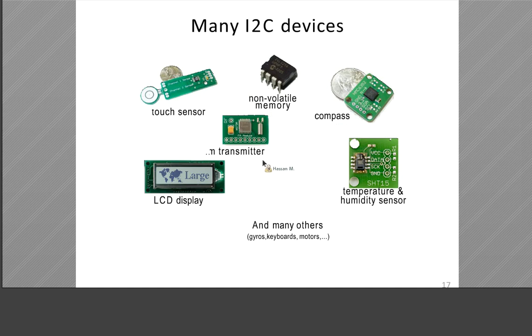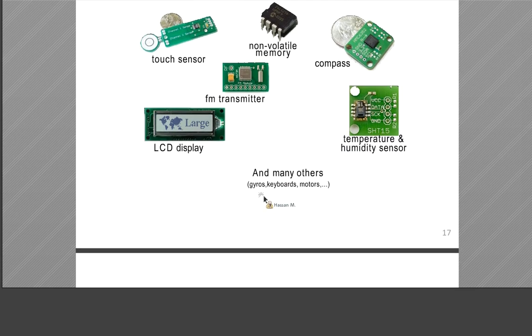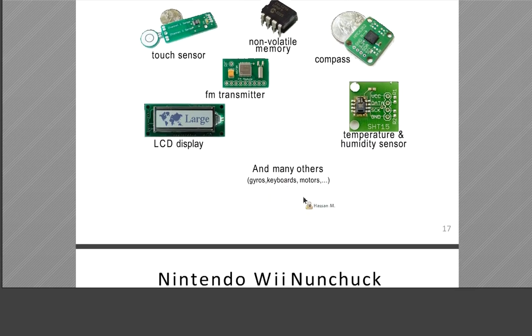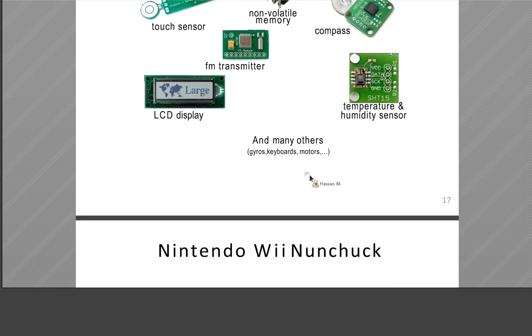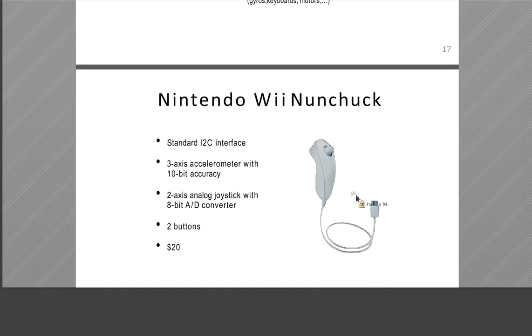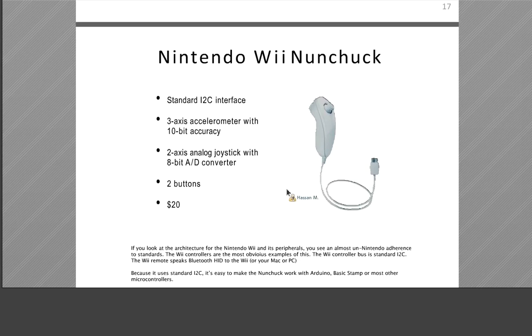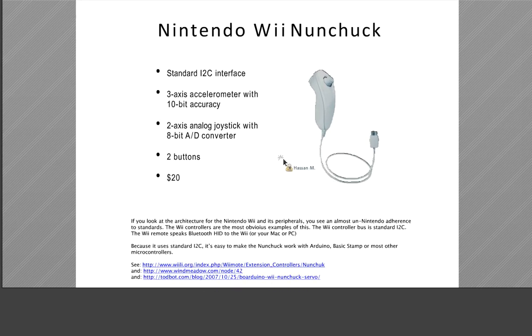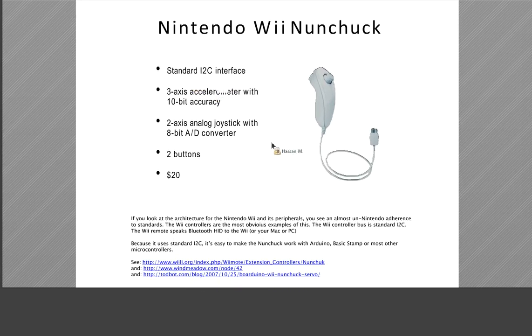A compass sensor, FM transmitter or receiver sensor, temperature, LCD, etc. Gyros, joysticks, keyboards, keypads, motors, etc. Here is, for example, a Nintendo device that contains a standard I2C. For example, off the shelf, we can use I2C in it.